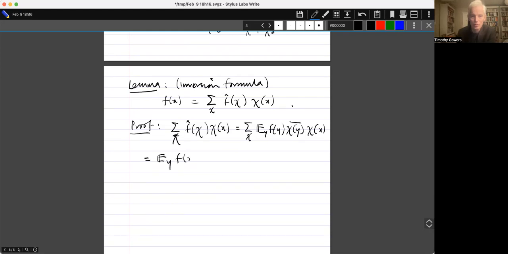You can see it's going to look rather similar in some ways to the previous proof. Sum over chi of chi of x minus y, because it's a character and chi of y bar is chi of minus y. Which is the average over y, f of y, delta of x minus y, which, something's gone funny, that shouldn't have been an f of x, that should have been an f of y, there we go, which equals f of x, as we hoped.